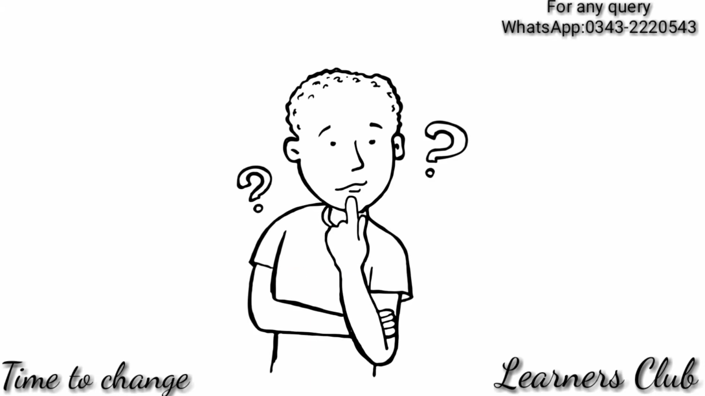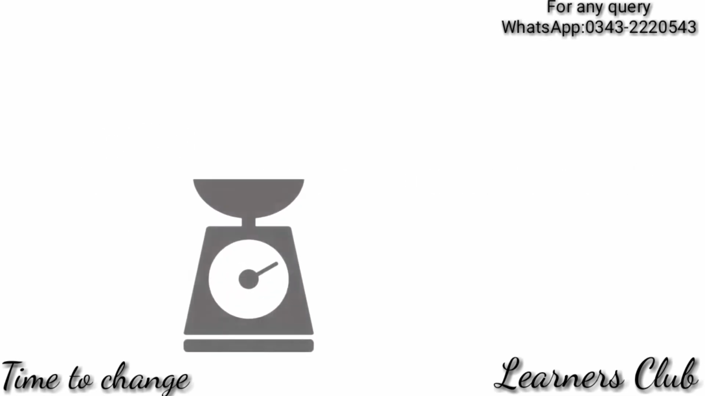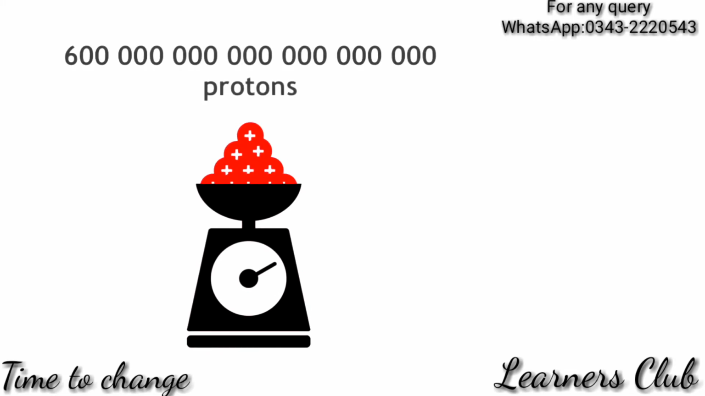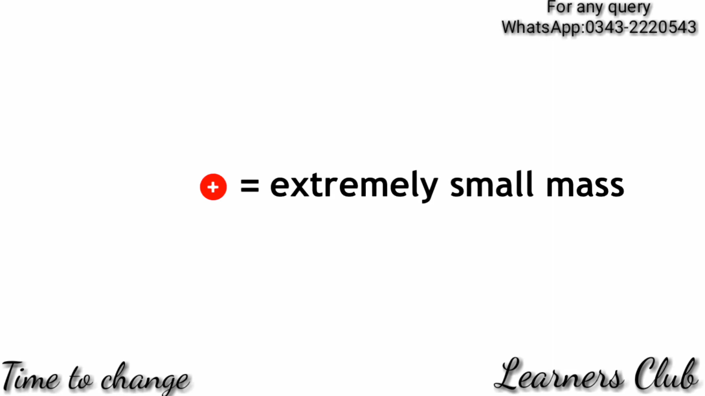Now if we think about the minuscule scale that we're talking about, the constituents of an atom must have a minuscule scale to match. If we were to weigh protons, we would need 600 sextillion to just weigh 1 gram. So 1 proton would have a very, very small mass, and the same is true for neutrons and electrons. This is why we weigh them in relation to each other.